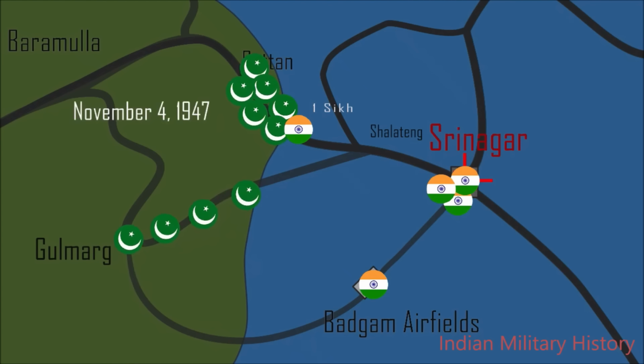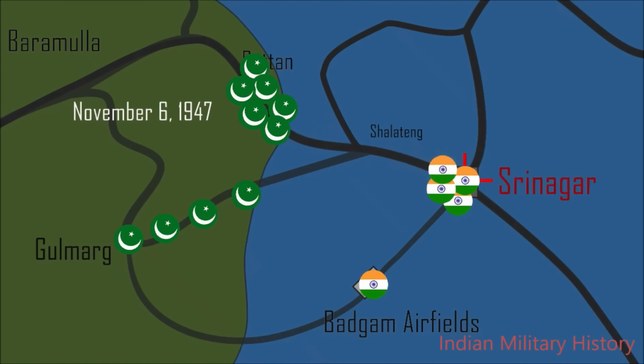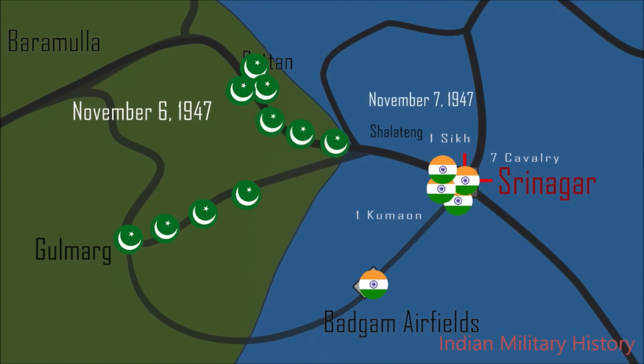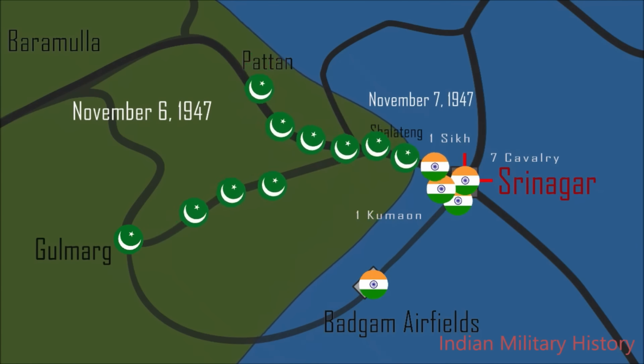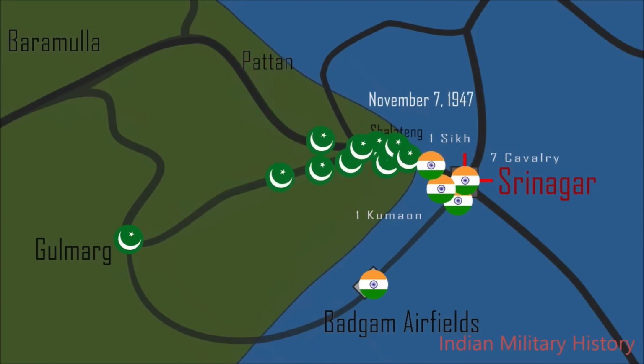So on November 4th, Brigadier Sen gave the order to withdraw 1 Sikh from their strong positions near Patan. By November 6th, the troops were in position for the battle. 2 companies of 1 Sikh, 1 company of 1 Kumaon, and 1 troop of armored cars of 7 cavalry were holding the enemy lines west of Srinagar. By the morning of November 7th, thousands of raiders had concentrated near Shalateng and had started firing at the 1 Sikh positions. It was clear that they were going to launch a major attack into Srinagar.